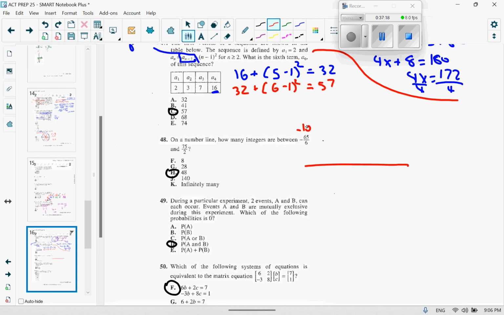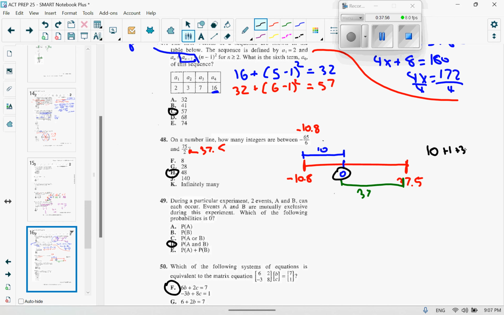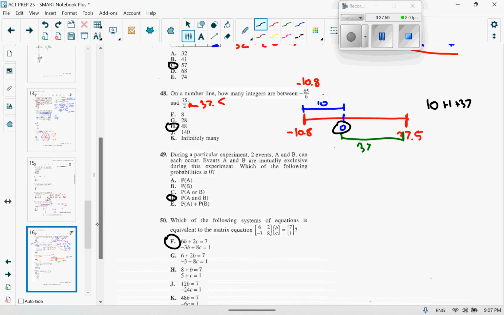If I type this in, I believe it's negative 10.8, and this is 37.5. So if I were to do it on the number line, negative 10.8 and 37.5, there would be 10 integers right here from negative 10 up to 0. And here there would be 37 integers. Integer just means whole number from 0 to 37.5. However, there's also the integer of 0 itself. So I theoretically get 10 plus 1 plus 37 to find there'd be actually 48 integers there.